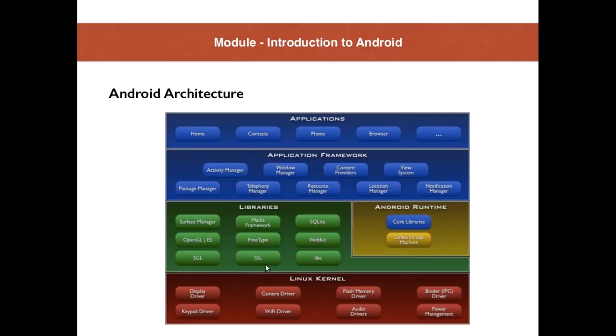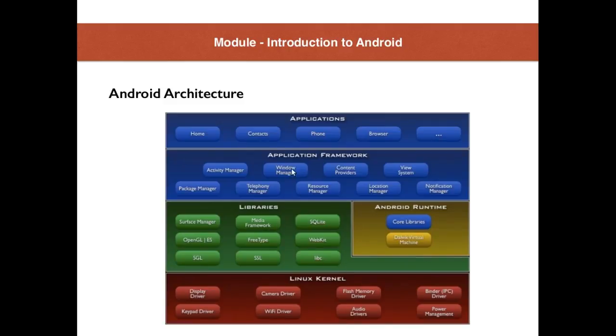Similarly, SSL is to provide security. OpenGL ES and SGL are for graphics. There are a couple of other libraries which are required for a few things to work in your Android. So this is the significance of the libraries layer, and we'll come back to the Android runtime in a couple of minutes. This is the most important, the heart of your Android architecture.